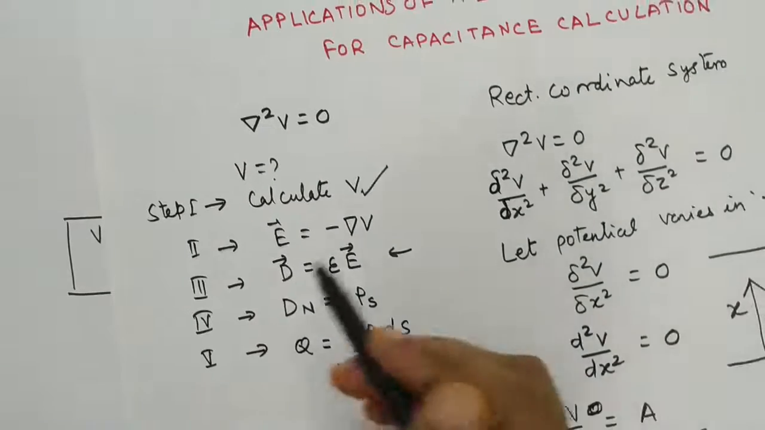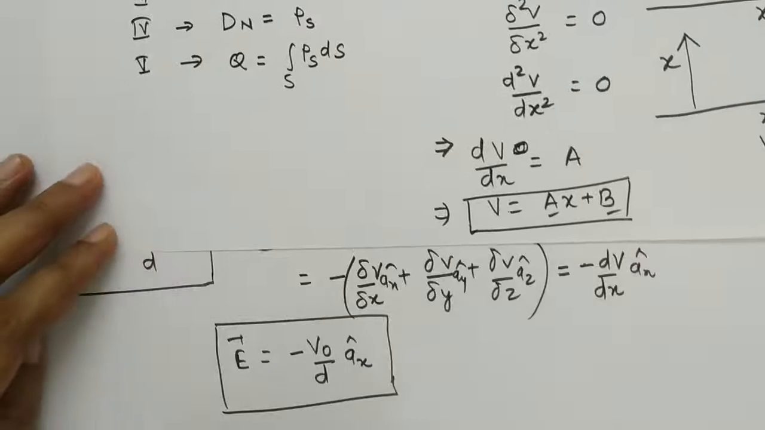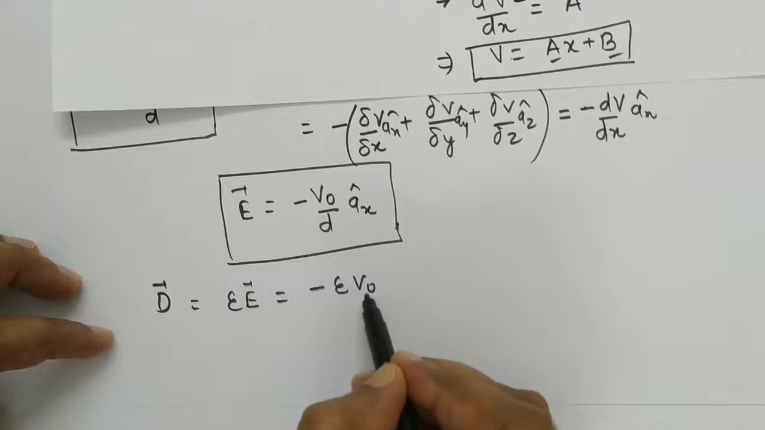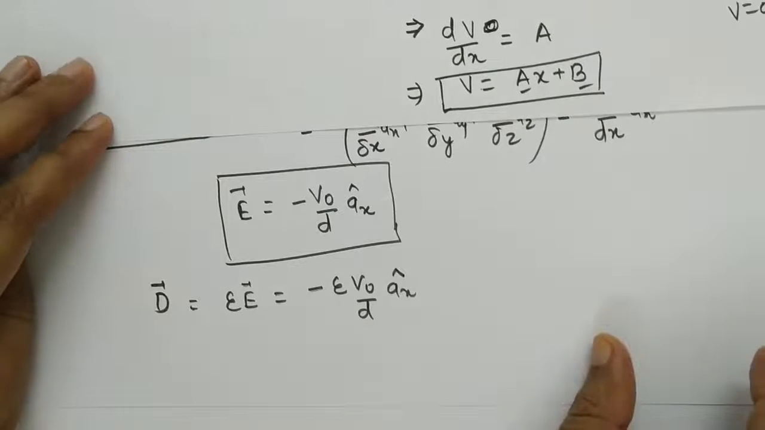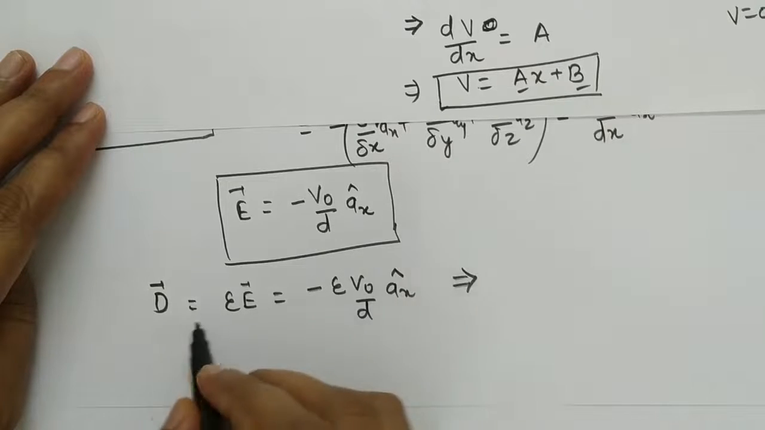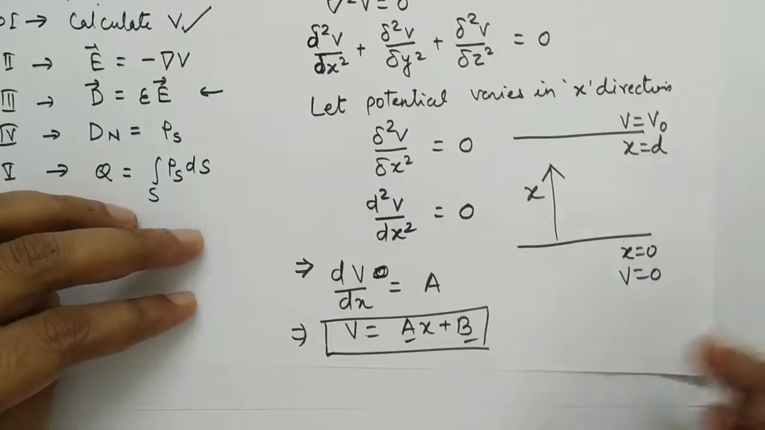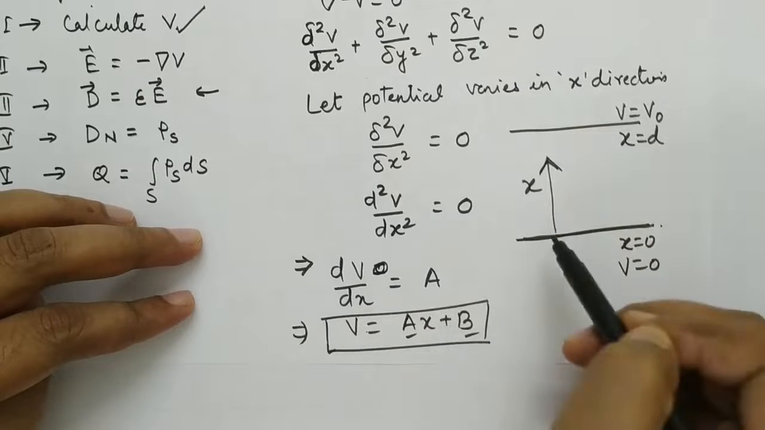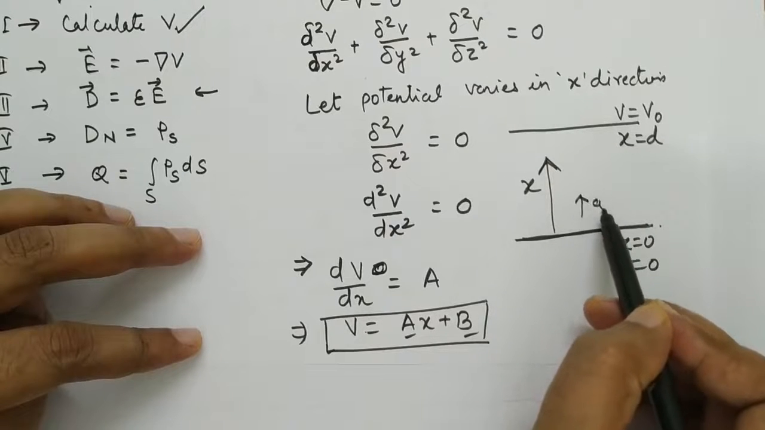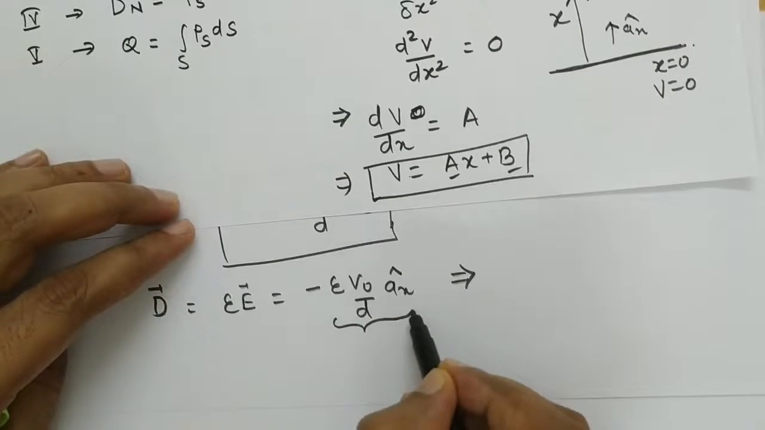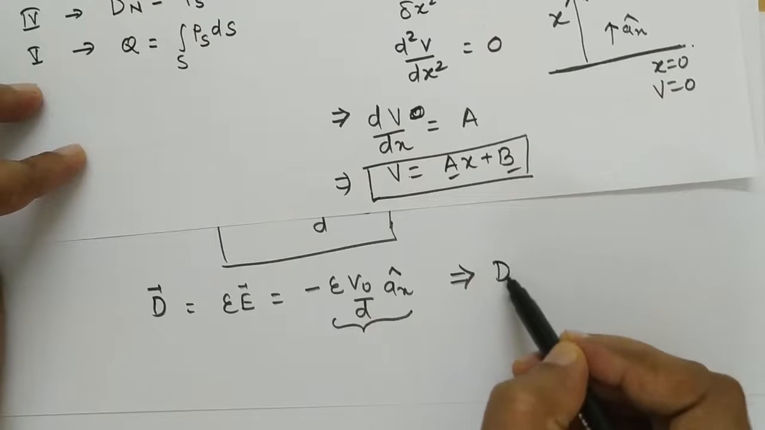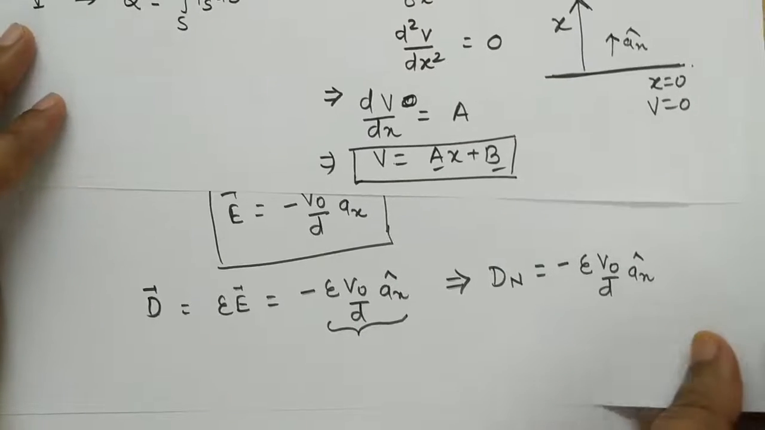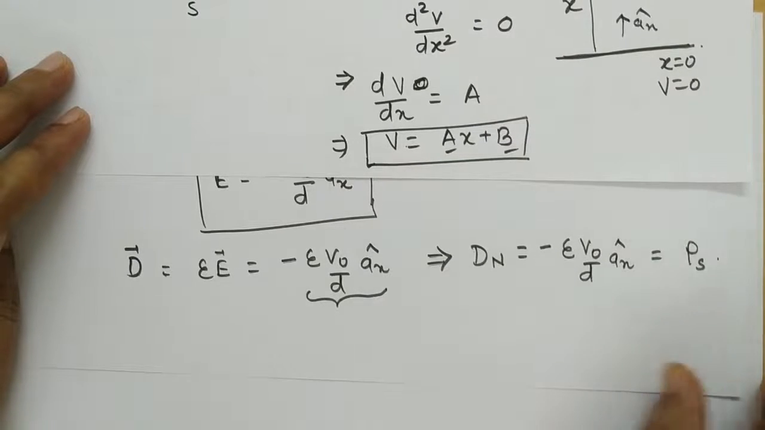And the next step is to calculate D, that is the electric flux density. So electric flux density D is equal to epsilon E, which is minus epsilon V0 by d Ax. And now we have to find out which component is the normal component to the plates. You can see here, these are two plates which are in the YZ plane, and the normal component is in the x direction to the plane. So the normal component will be in the Ax direction. And we have only one component, so that means the normal component is this component only. So we can write D_N equal to minus epsilon V0 by d Ax, which is also equal to the surface charge density, rho s Ax.